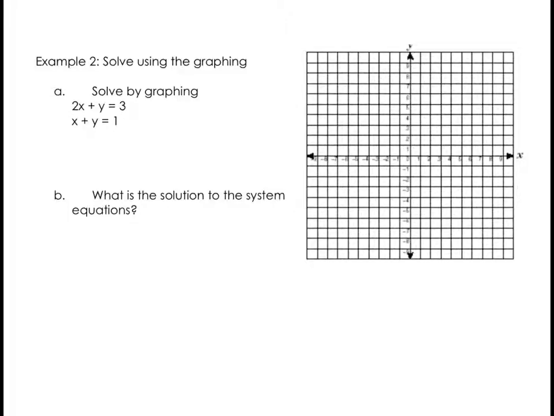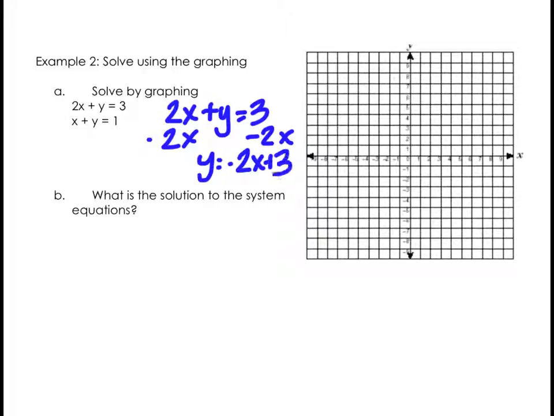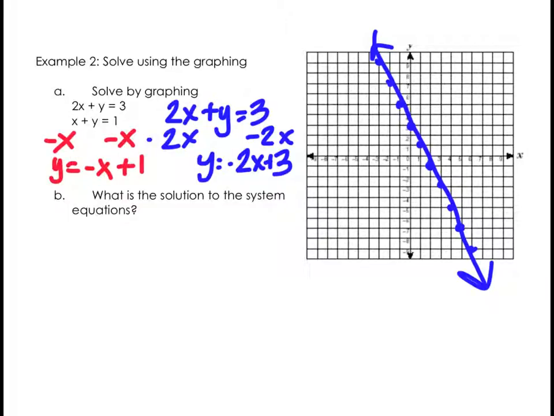Example 2, solve by using the graphing method. If I look at my equations, I see that they are not solved for y right away. So 2x plus y equals 3. I need to subtract 2x from both sides, and I get y equals -2x plus 3. This is now ready to graph. So then I'll go down 2, forward 1. Now I need to solve my second equation, which means I have to subtract x so that I get y equals -x plus 1. This starts at 1 and goes down 1 over 1. And I see it doesn't take long before I have an intersection, and it is located at (2, -1).